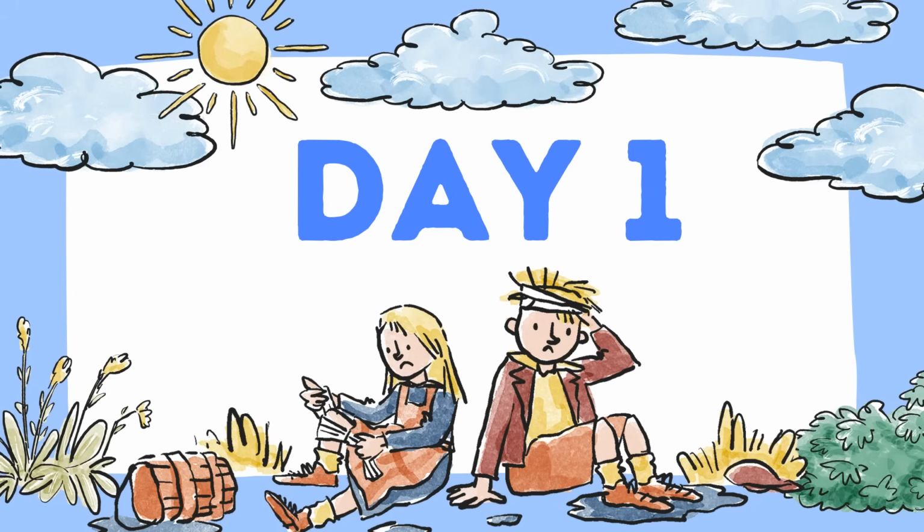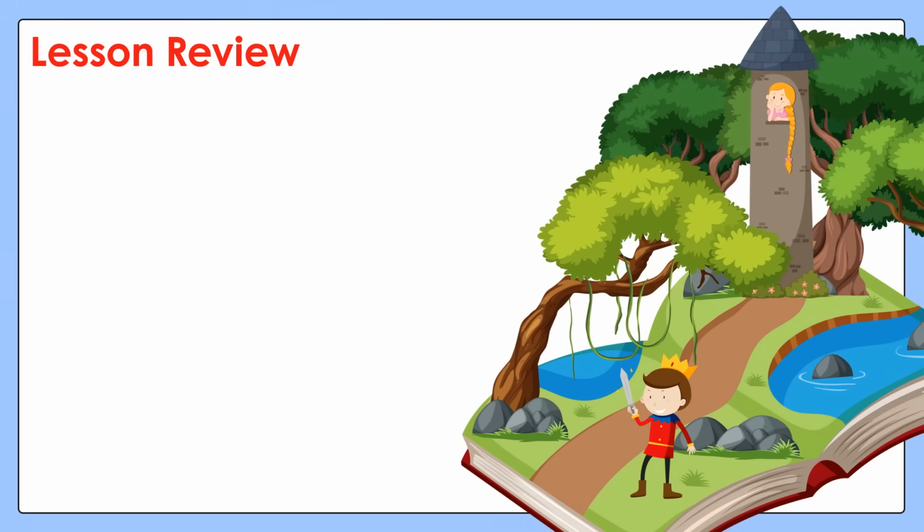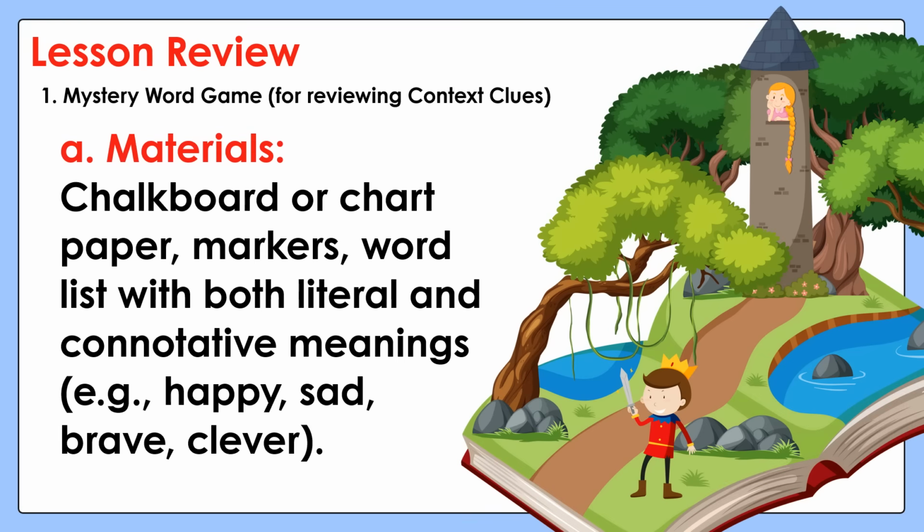Day 1. Let's have a lesson review. Number 1, mystery word game for reviewing context clues. Materials: chalkboard or chart paper, markers, word list with both literal and connotative meanings. Example: happy, sad, brave, clever.